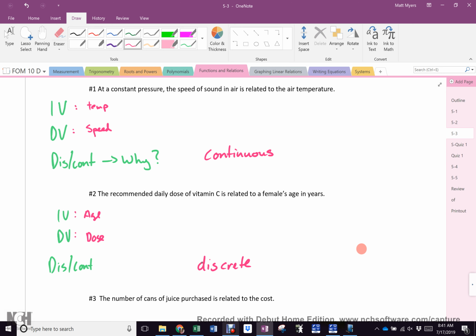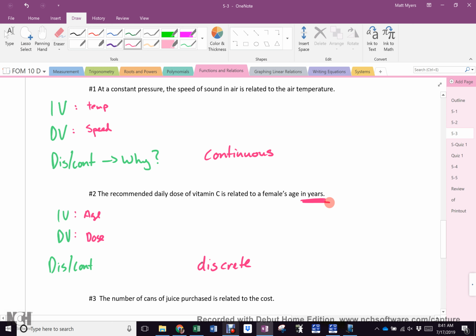We measure age, but it's in years. Do I add a sliver of the next pill, 1/365th of the pill for every day that the woman ages? Of course not. So this is discrete. Because when you're 40, you take this much. When you're 45, you take this much. When you're 50, you take this much.